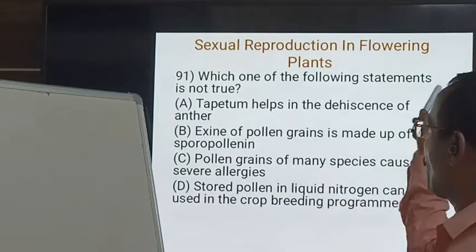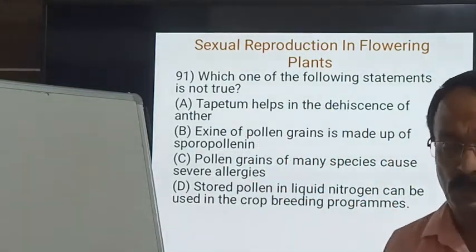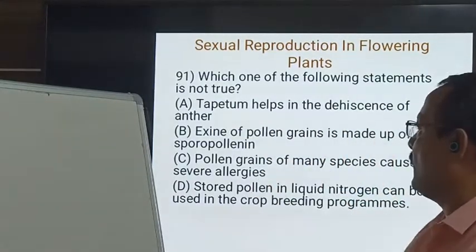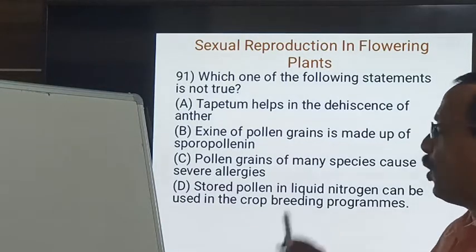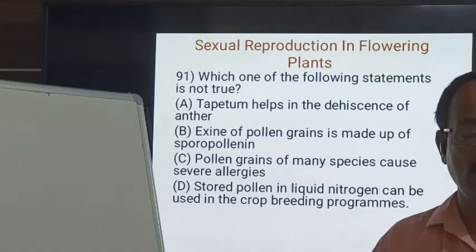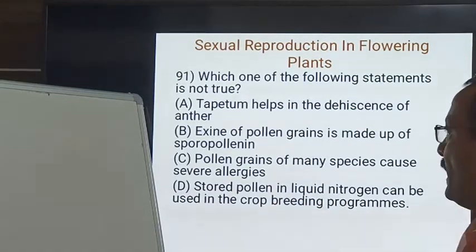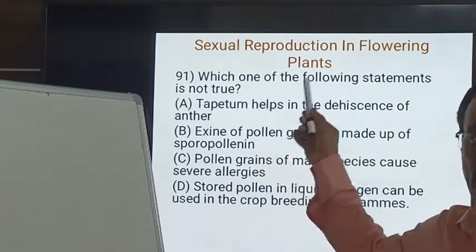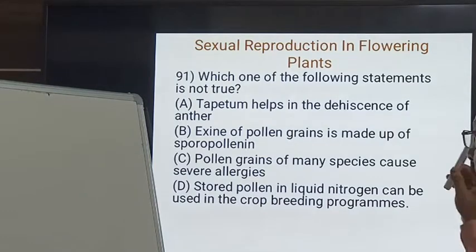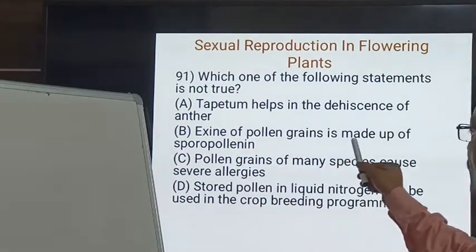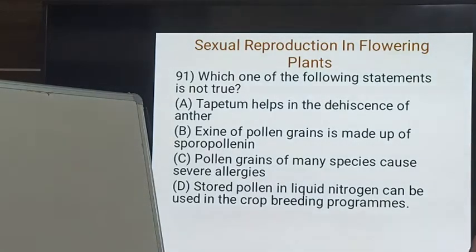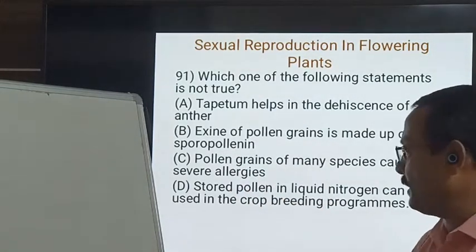Which one of the following statements is not true? Tapetum helps in dehiscence of anther. No, tapetum nourishes the developing pollen grain. So, it is the innermost wall layer of the microsporangium. Exine of the pollen grain is made up of sporopollenin. Yes, the outer wall exine has sporopollenin deposition.